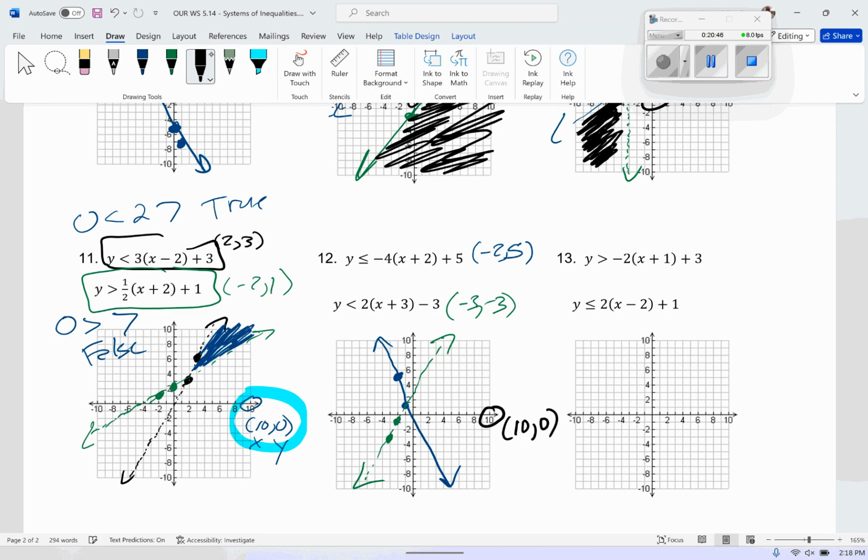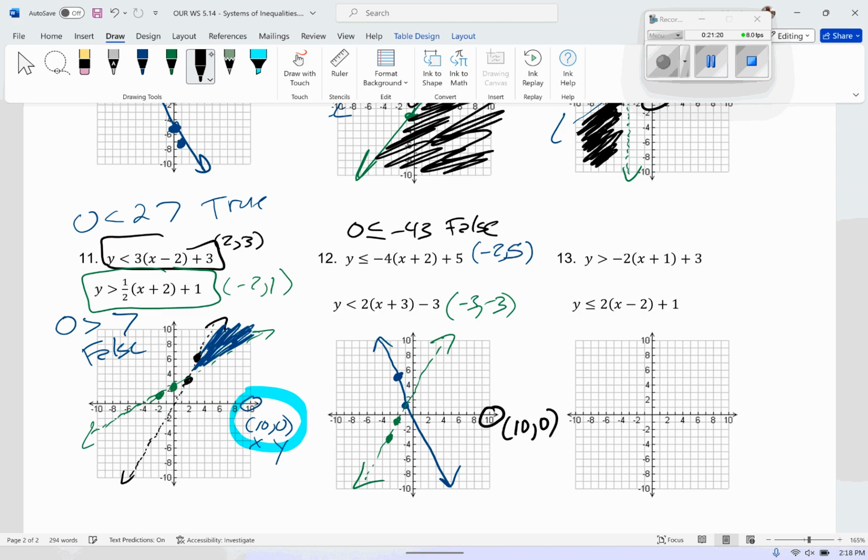All right. Ooh, we comfortable thinking that 10, 0 would work? Because my blue line might be questionable depending on how well I graph it. So let's be safe. Let's pick the 10, 0. Ready? That's an X, that's a Y. 0 goes in for the Y. All right, ready? 10 plus 2, 12. 12 times negative 4, negative 48. Negative 48 plus 5, negative 43. Is 0 less than negative 43? No.